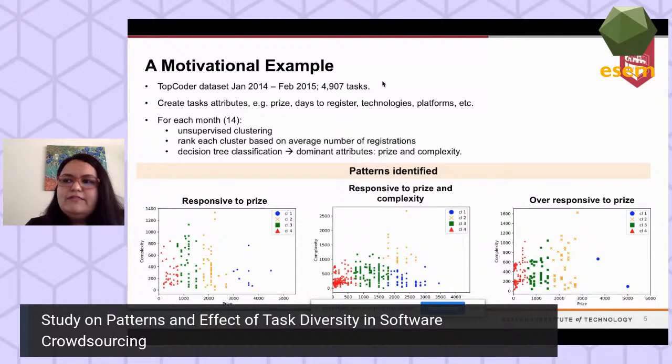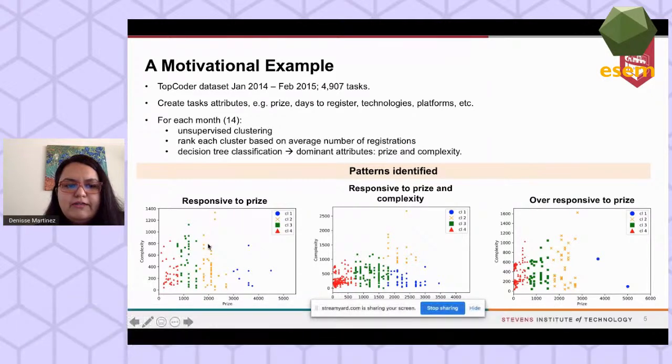This means the decision to register to a task from the workers was mostly based on price and complexity. After analyzing the 14 months of clusters, where each dot is a task and, as I said, we rank them, we found these three patterns. The first is responsive to price. In this case, we have price and complexity, and in blue we have where the competition level was higher, that is, it receives a higher number of registrations. Then in yellow, we have the ones with a lower number of registrations. What we observe in this pattern is that if the price was higher, the task was going to receive more registrations. So we said that the workers were responsive to price and it follows a price order.